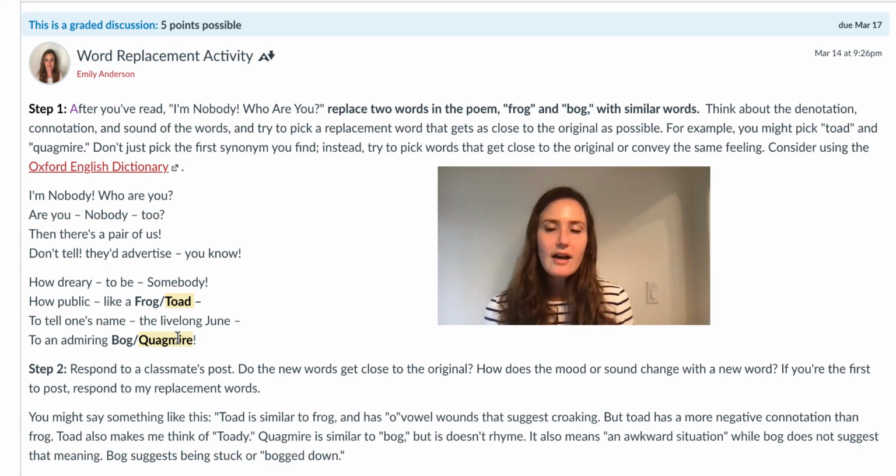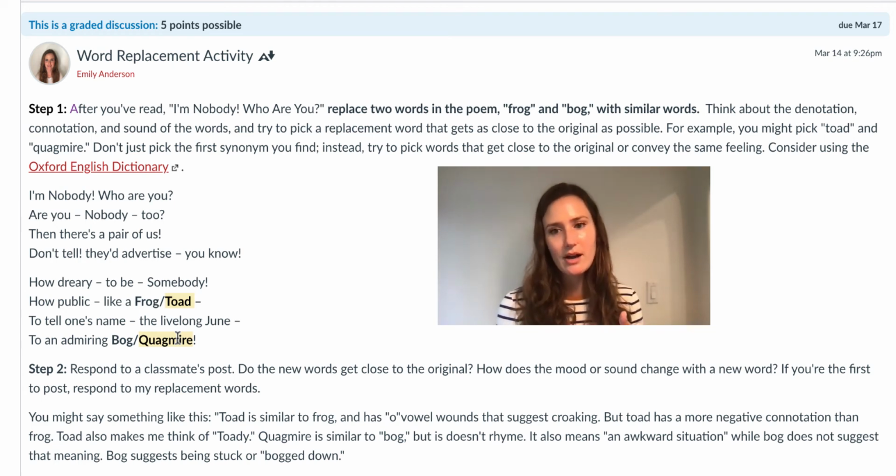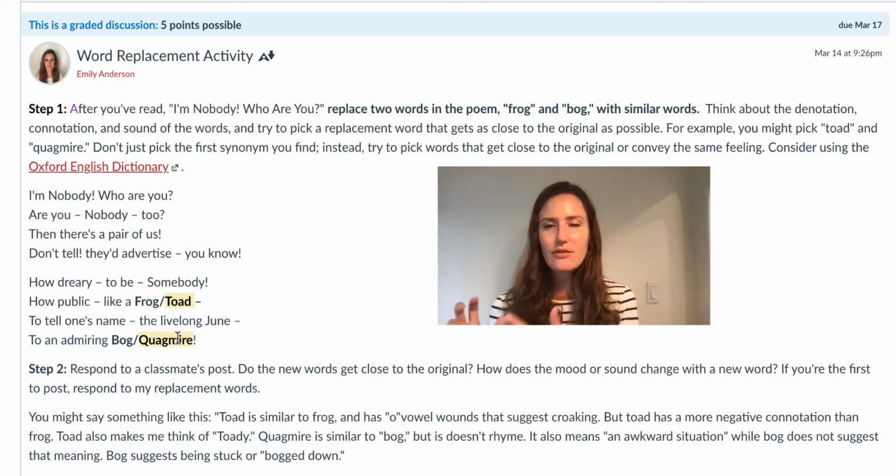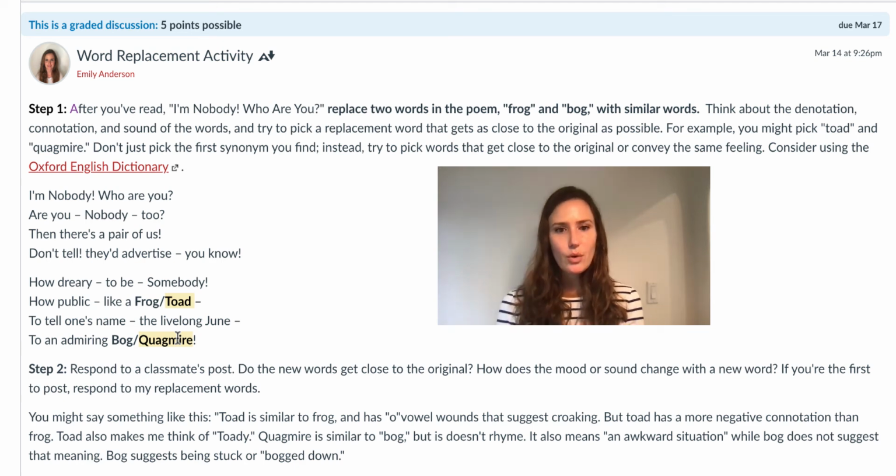I want you to pick a classmate's post and respond to it. If you're the first one to do this activity, you can just respond to my word replacement of toad and quagmire. So think about how the new words that your classmate chose get close to the original, and also what is missed. How are they a little bit different than the original? How does the mood or the sound change with the new word?